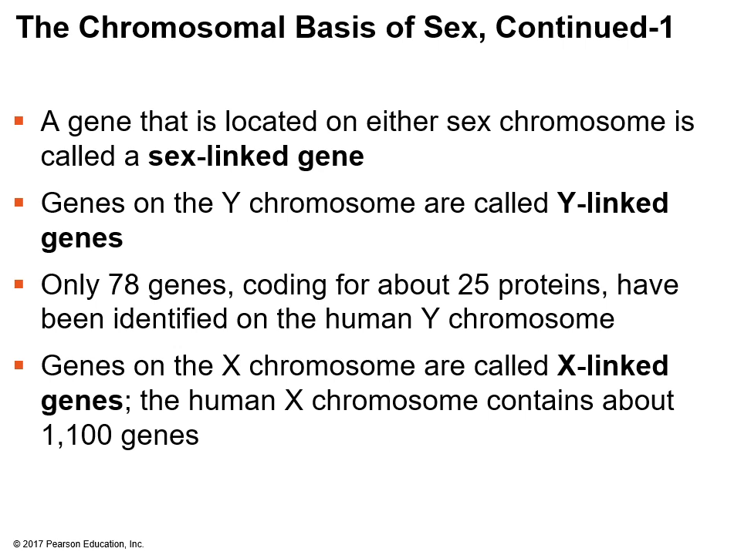A gene that is located on either sex chromosome is called a sex-linked gene. A gene that's located on the Y chromosome is called a Y-linked gene, and a gene that's located on the X chromosome is called an X-linked gene. Only 78 genes, coding for about 25 proteins, have been identified on the human Y chromosome, so that's a very small amount compared to the X chromosome, which contains about 1,100 genes. And that makes sense because the X chromosome is a lot bigger as well versus the Y chromosome.